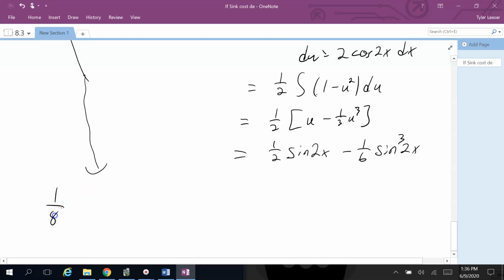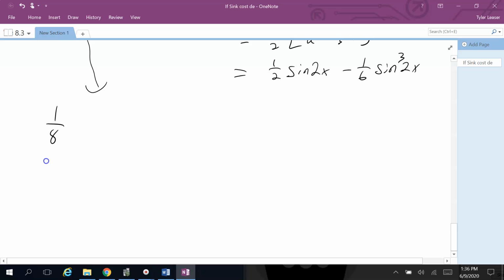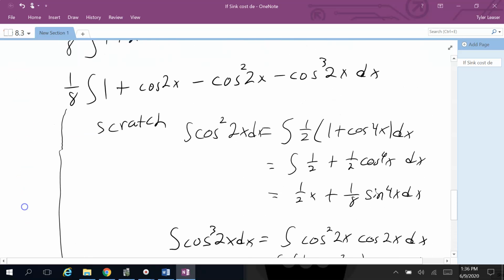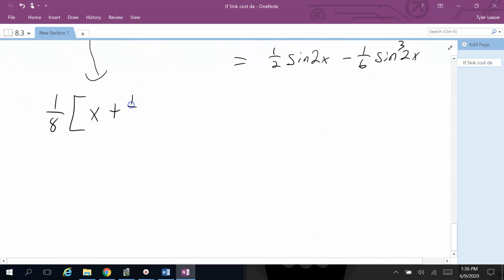That integral up top, we're going to go back and forth. We're doing the antiderivative now, so the integral's gone. The 1/8 is going to stay. Then we have the integral of 1, which is just x. The integral of cosine 2x, that 2 is going to come forward as a 1/2. The antiderivative of cosine is sine, so this is going to be plus 1/2 sine of 2x.